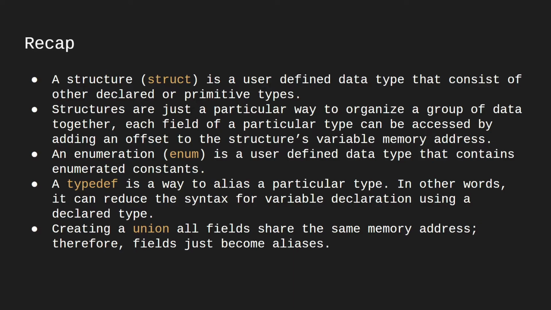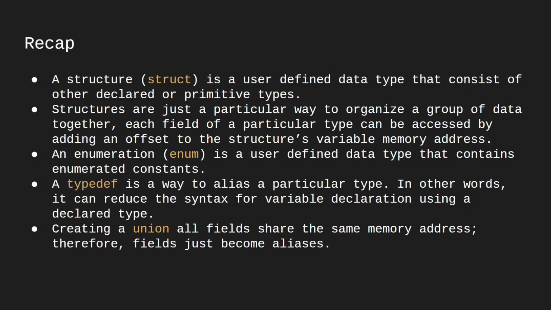So enumeration is a user-defined data type that contains enumerated constants, just integer values. A typedef is a way to alias a particular type. We've seen instances where we typedef unions, structures, enums. Typedef is very useful for other various things as well.